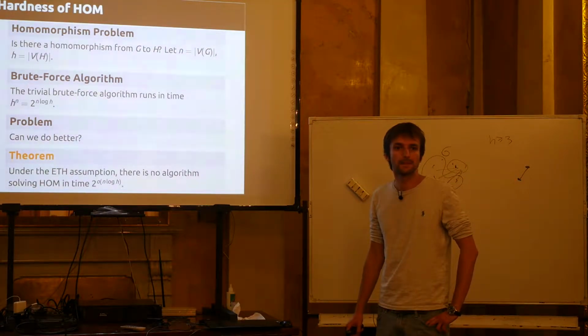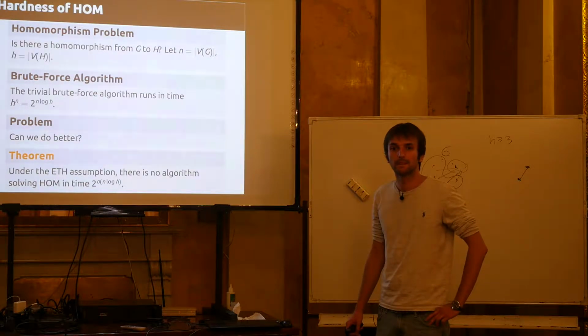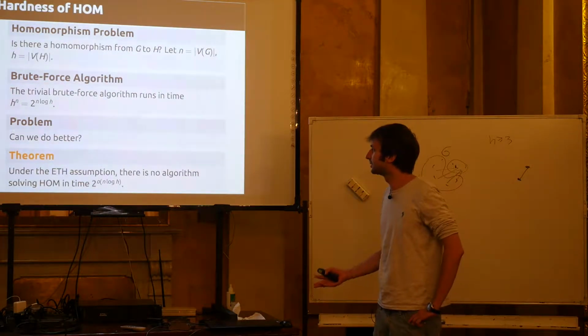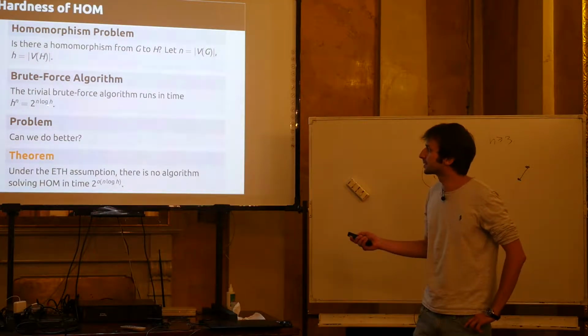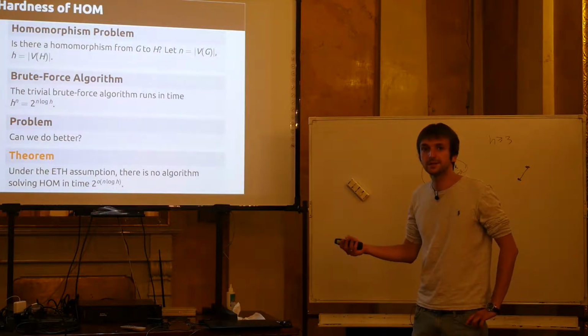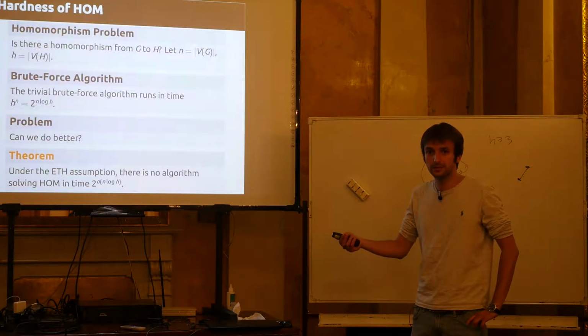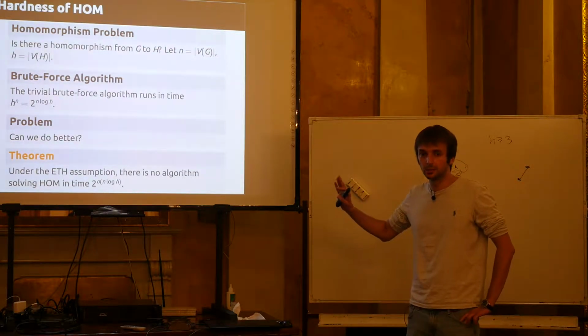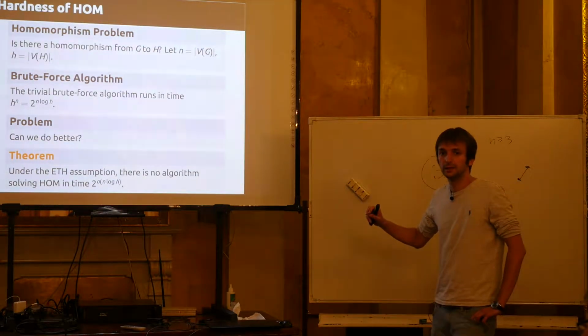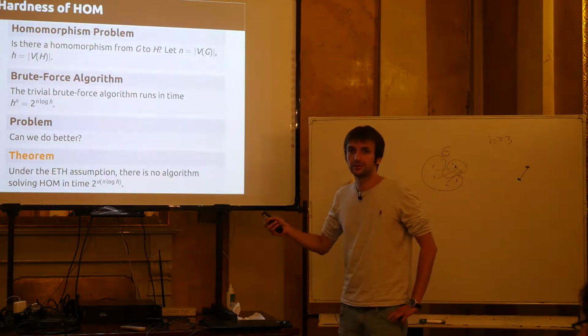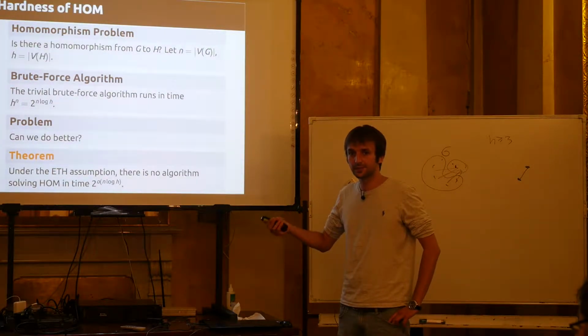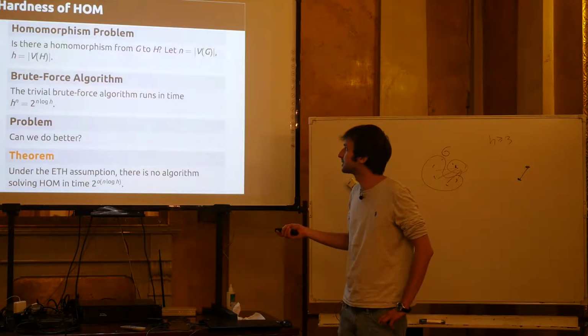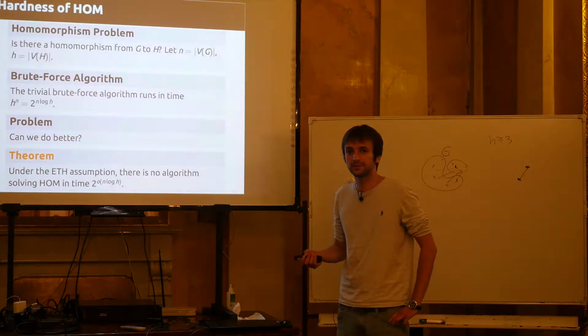Other questions? The question is, is it true that there are no algorithms which would solve this problem faster? I mean, they might exist, but then they would break ETH. They would solve k-SAT in sub-exponential time. So one way of thinking about this is that if you want to break ETH, if you want to find efficient algorithms for SAT, then one way of doing it is to solve the graph homomorphism problem.